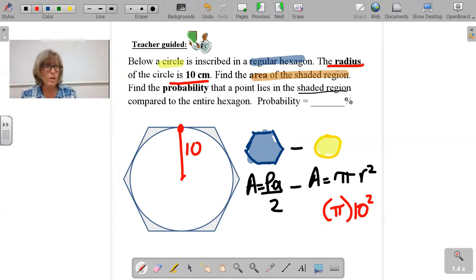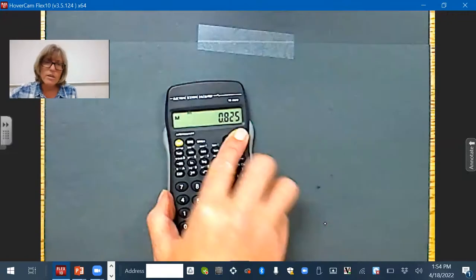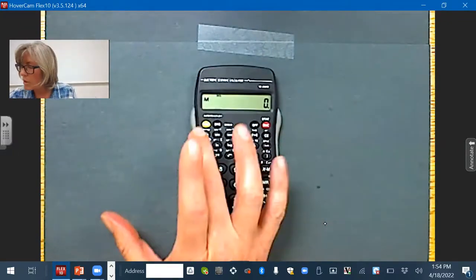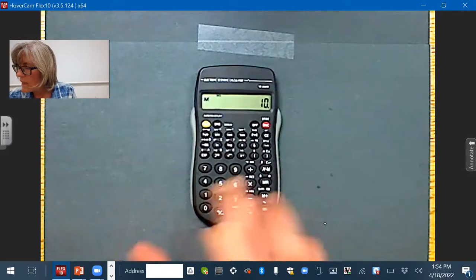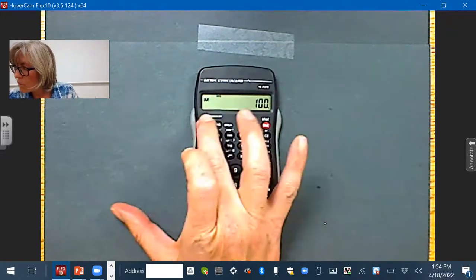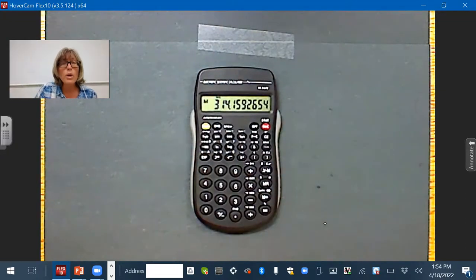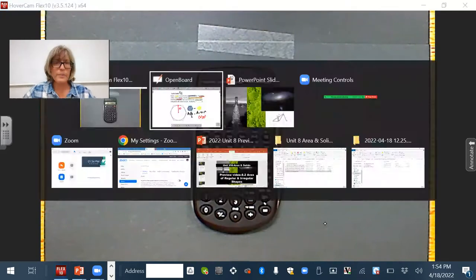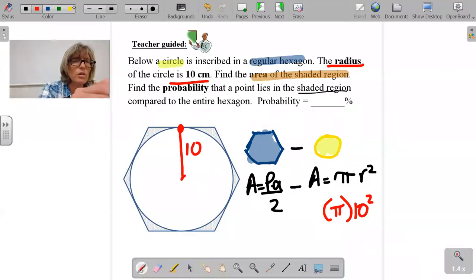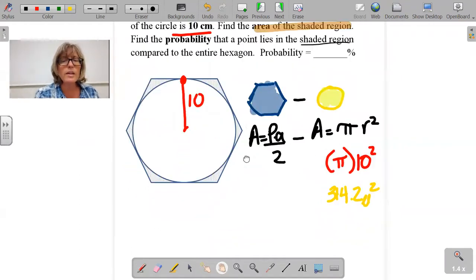You should already know that's going to be approximately 31.4, but I'll just show you on a calculator just for giggles. All right, so that's going to be 10 times 10, which of course is 100, times pi, and we get 314.2 approximately. That's going to be the area of our circle, 314.2 units squared.